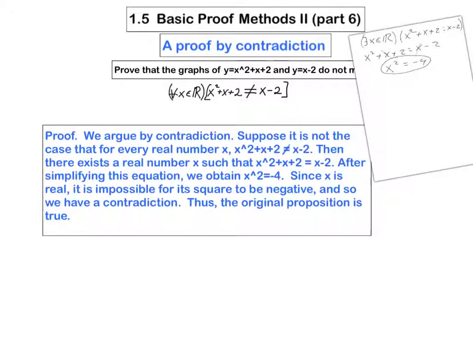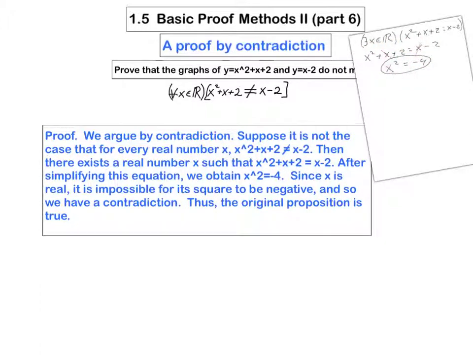All right, here's my proof. I begin by warning the reader that I'm going to argue by contradiction. So I say, suppose it is not the case that, and I'm basically putting in words this thing here, it's not the case that for every real number x, x squared plus x plus 2 is not equal to x minus 2. So then I say what that would mean, and basically that would mean that this happens. So I say, then there exists a real number x such that x squared plus x plus 2 is equal to x minus 2.